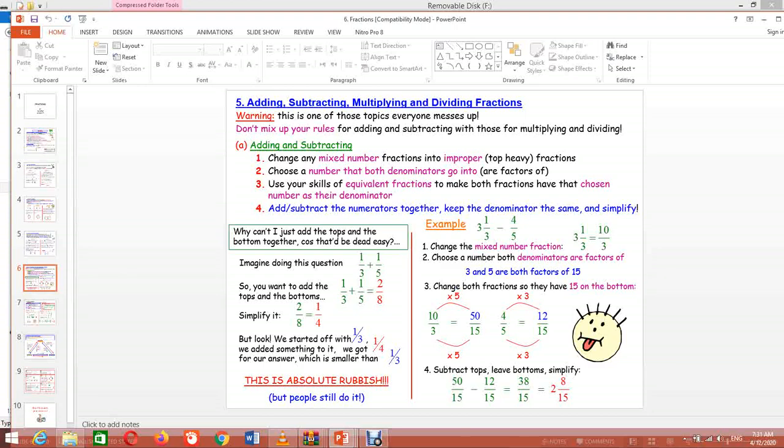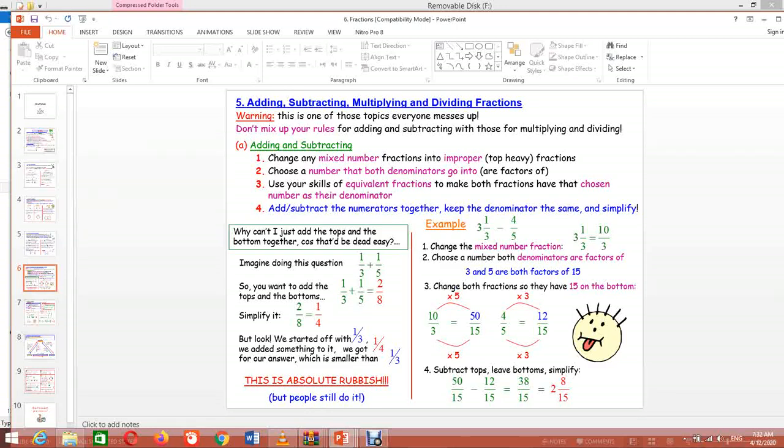Then 2, choose a number both denominators are factors of. The denominators are 3 and 5, and both are factors of 15. Then 3, change both fractions so they have 15 on the bottom. For 10 over 3, if we multiply the bottom by 5 to get 15, we have to do the same to the top. So 10 multiplied by 5 is equal to 50. So 10 over 3 is now equal to 50 over 15.